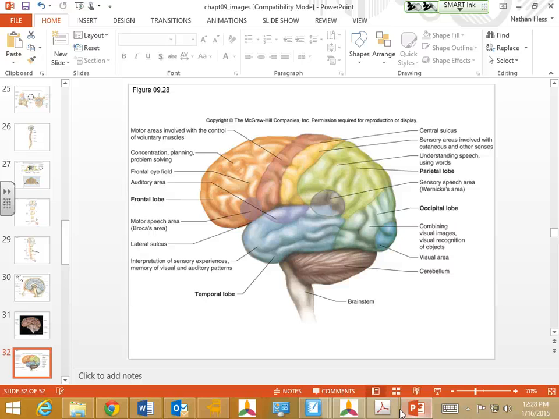Okie dokie. You answered this already, but each side of the brain has the same function. It does. In general, yes. Yeah, in general. Okay, I'm going to stop there.